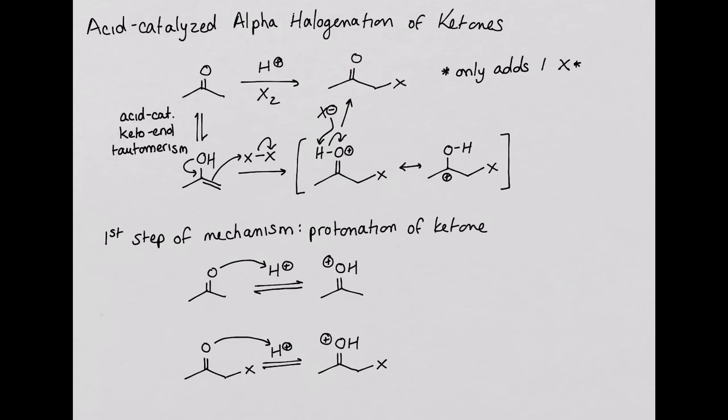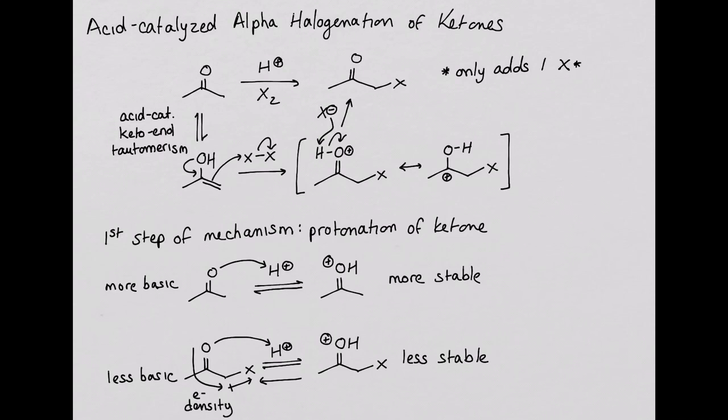This second equilibrium lies much further to the left. In other words, the monohalogenated ketone is less basic than the ketone. Or we can compare the conjugate acids of this step. The protonated ketone is more stable than the protonated monohalogenated ketone. This is due to the inductive effect. The halogen pulls electron density away from the carbonyl.